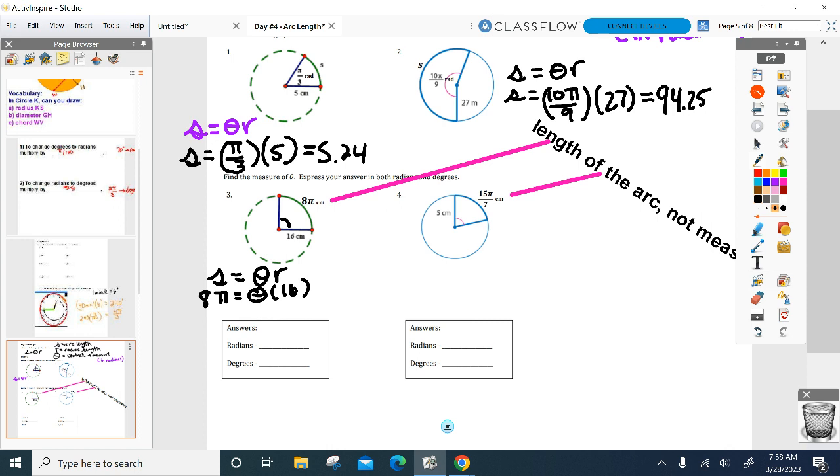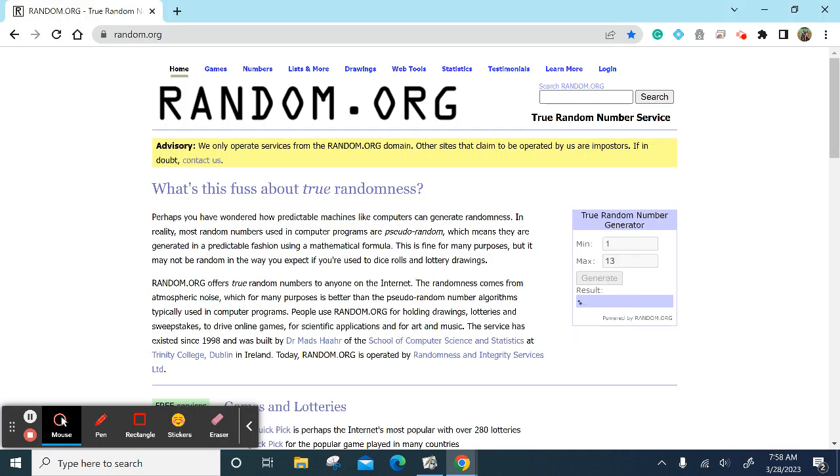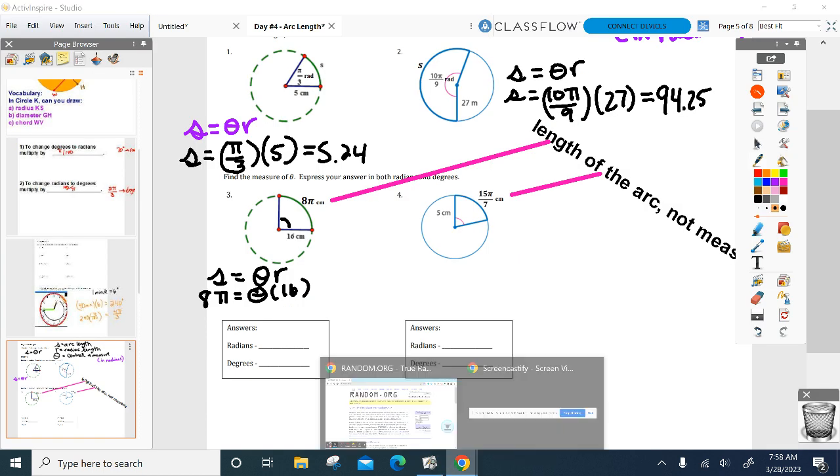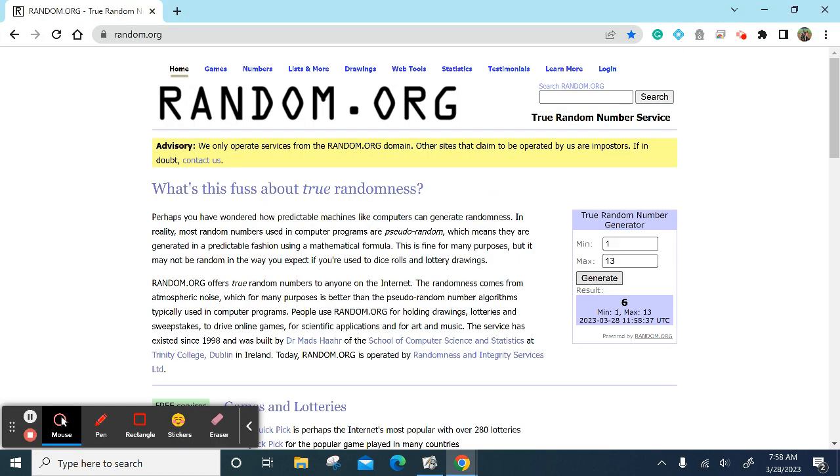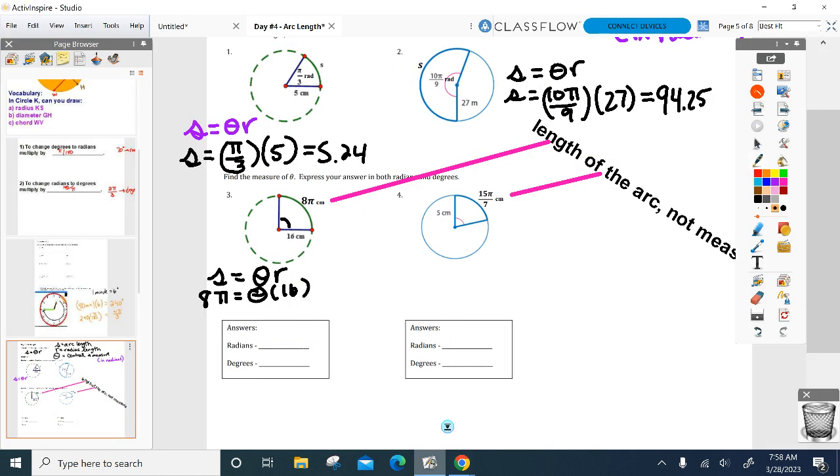All right, we have to solve for theta because theta represents the angle measure. What do I need to do on both sides here to get theta by itself? Divide by 16. Good, everyone. Hold on, though. Don't go right to your calculator yet.